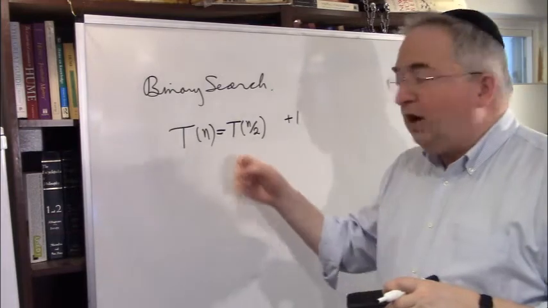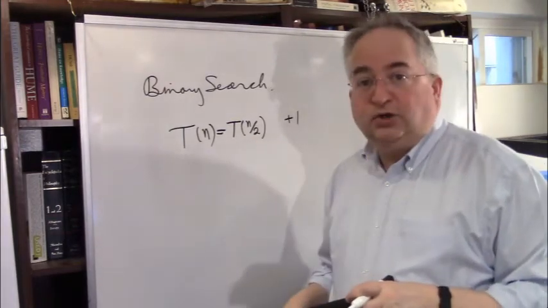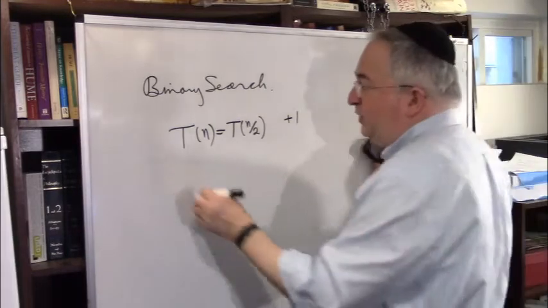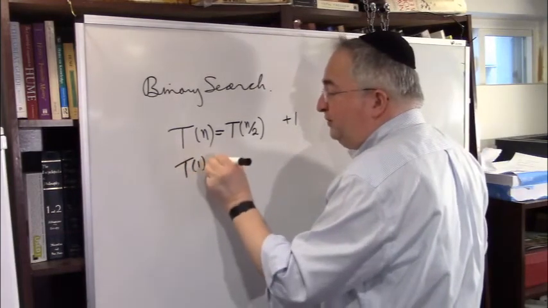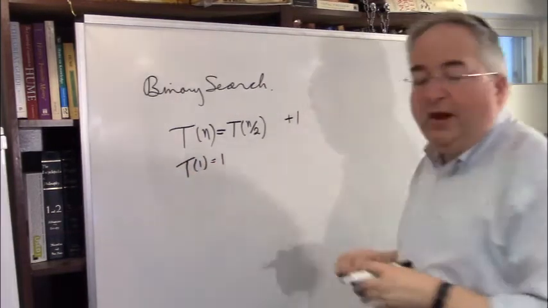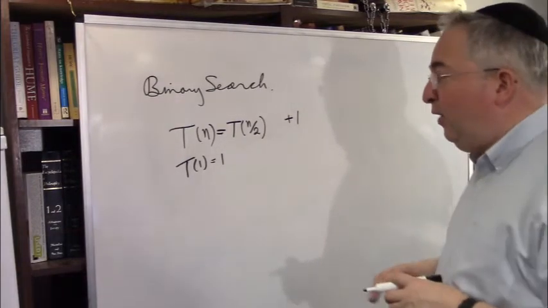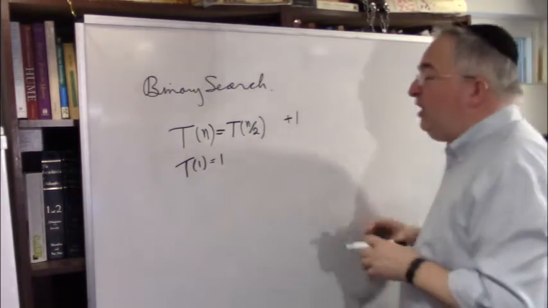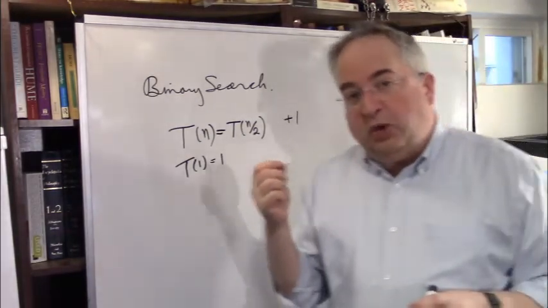Okay, so that's the recurrence formula for the binary search algorithm. You might have boundary conditions like this: if you have one object, then you have one comparison. Now we would like to solve this, and I'll tell you what it is.